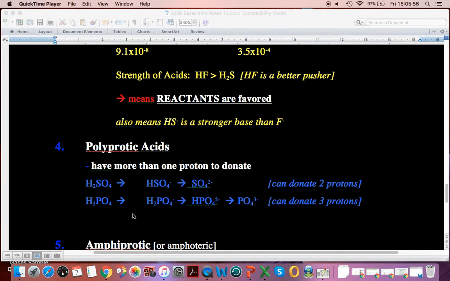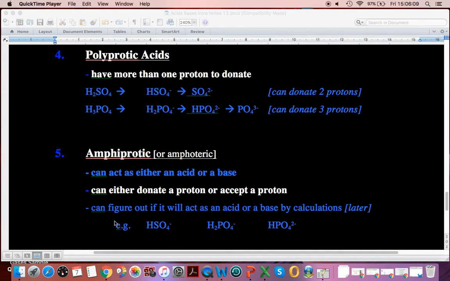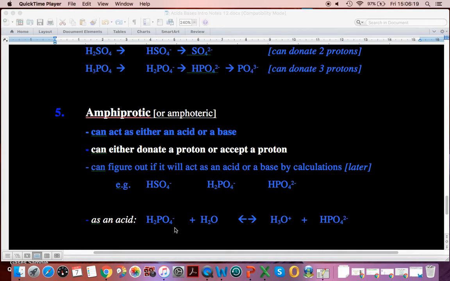Polybasic would mean it can accept more than 1 proton. Amphiprotic means it can act as an acid or a base. That means it can donate a proton, or it can accept a proton. So we have things like HSO4-, H2PO4-, and HPO4 2- that can act that way. So here's H2PO4- acting as an acid. That means it has to donate a proton and drop down to HPO4 2-. And since the water accepted a proton, it becomes H3O+.